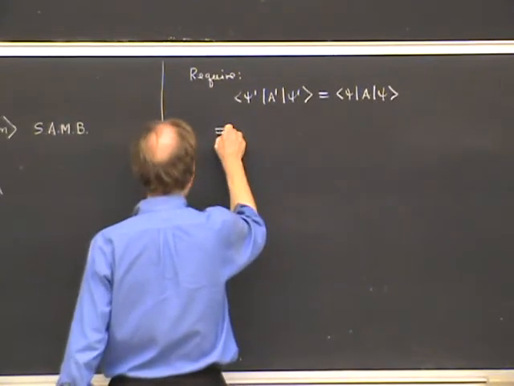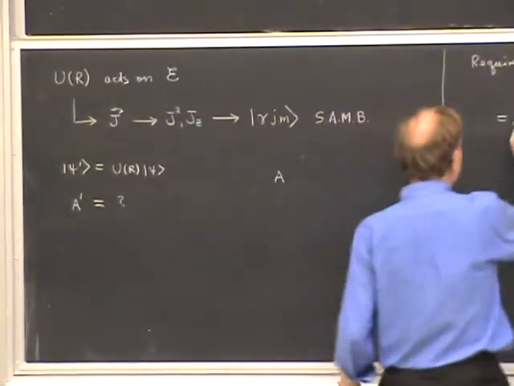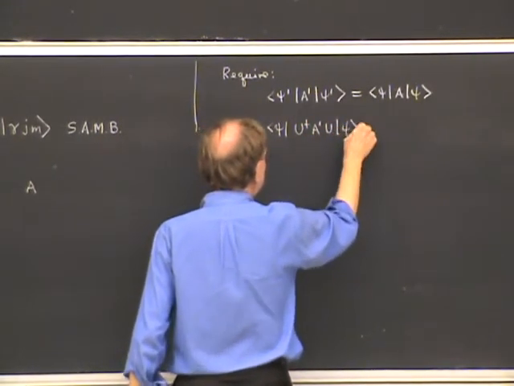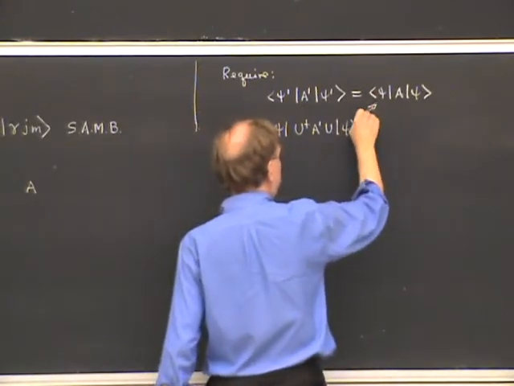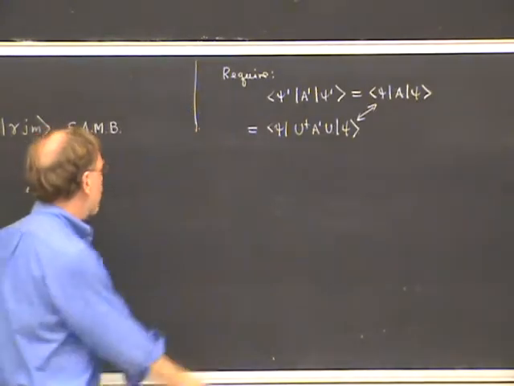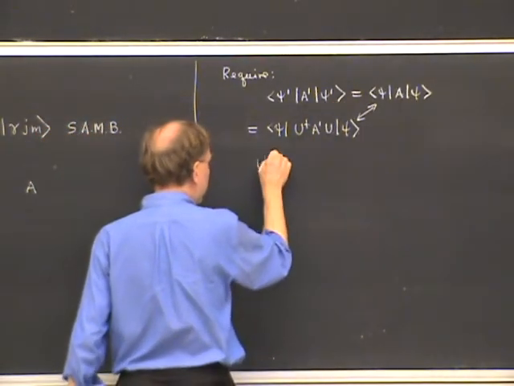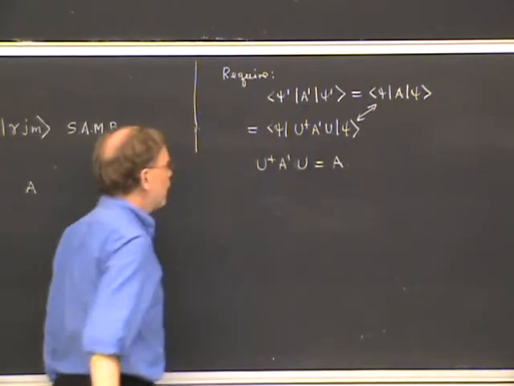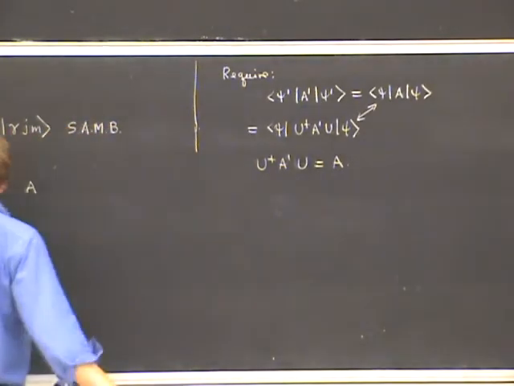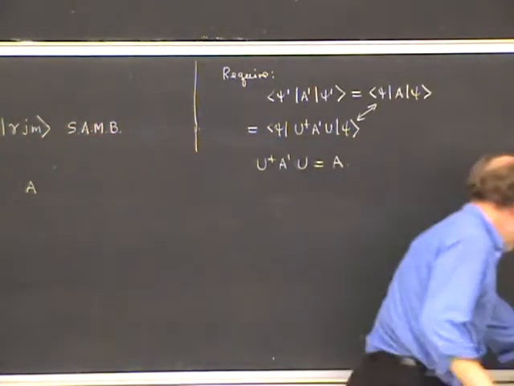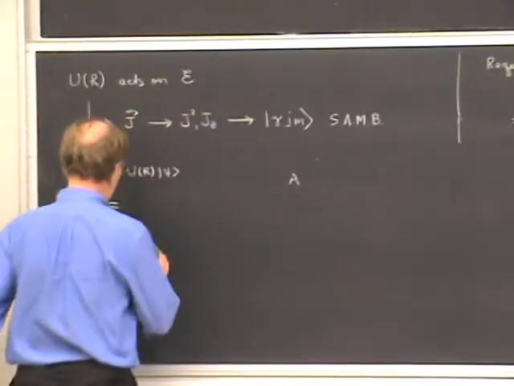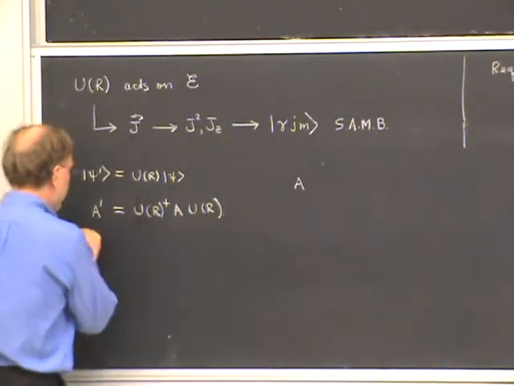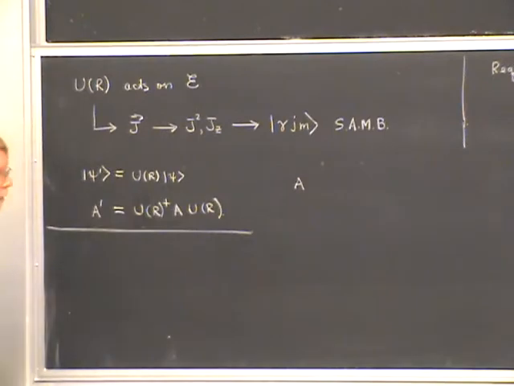Now, if we do this, since psi prime is U(R) times psi, the left-hand side becomes psi sandwiched around U dagger A prime U. And that has to equal the right side, which is psi sandwiched around A. And since psi is arbitrary, this is supposed to hold for all psi, we obtain that U dagger A prime U is equal to A. And if we then solve this for A prime, we can fill in the question mark over here, which is that the rotated operator should be defined this way. It should be U(R) dagger times A times U(R). And this will be our definition of rotated operators that we'll use.